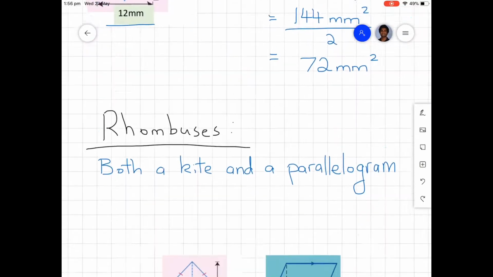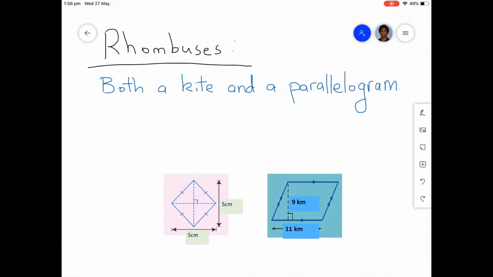We're now going to look at rhombuses. A rhombus is a special shape because it's both a kite and a parallelogram. If you need to revise what a parallelogram is, you can definitely find another tutorial about parallelograms on my channel. A rhombus is different because all 4 sides are equal, just like a square. And because it is like a square, the perimeter formula that we use is the same as a square. So perimeter equals 4 times the side. All we need is one side length of a rhombus because they're all the same, and we multiply that side by 4.